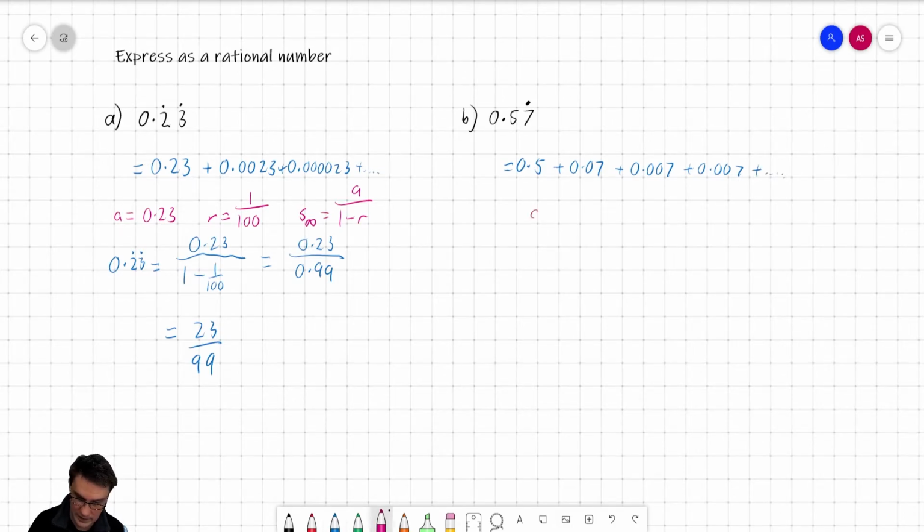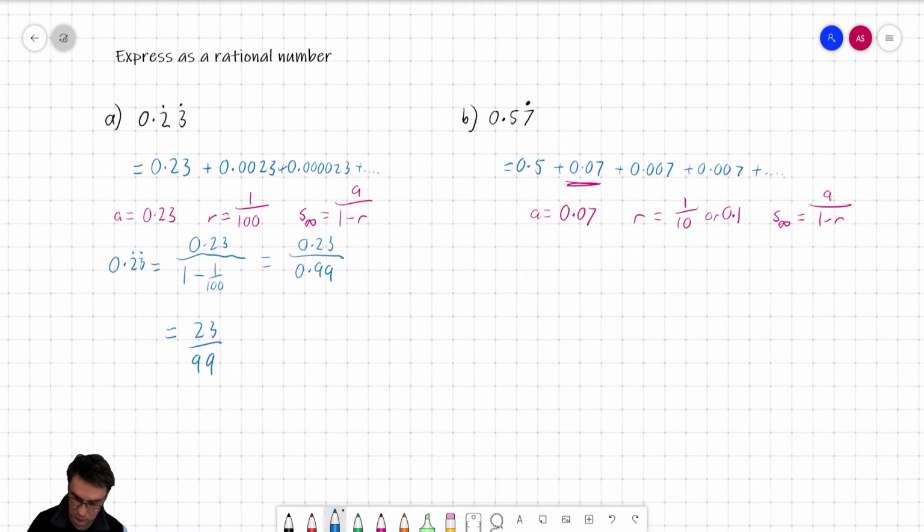Now, again, let's pull out our first term. In this case, 0.5 is not our first term, because that part is fixed, and so it doesn't have a part in the series here. So that's not actually our first term. Our first term is going to be the 0.07. So we need to pull that aspect out. Now, r in this case is going to be 1 over 10, or if you want, we could put this as 0.1. That might help us a little bit in the next step. And then we have our sum to infinity here, which is what we're working out. This is going to be a over 1 minus r.